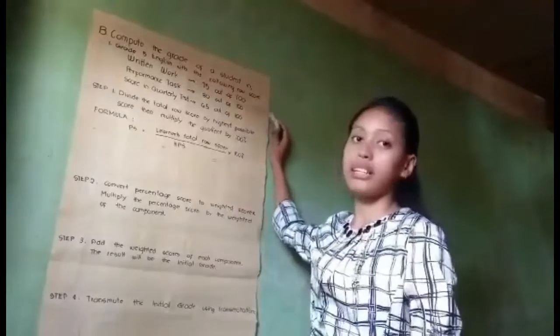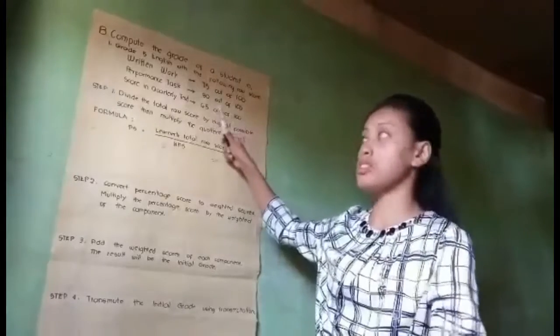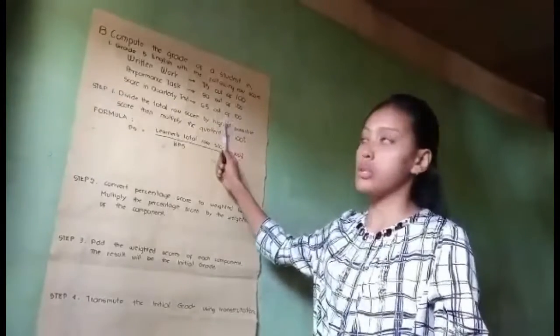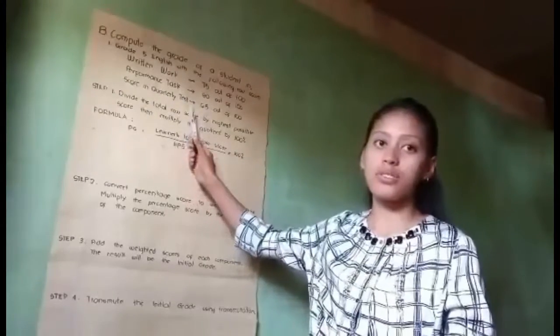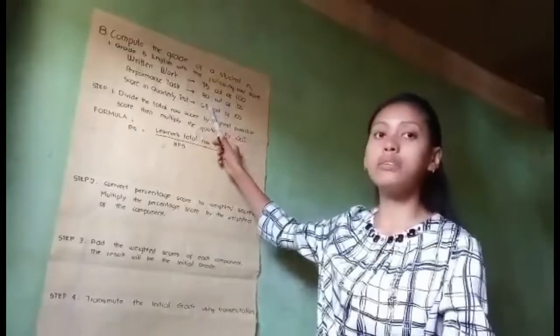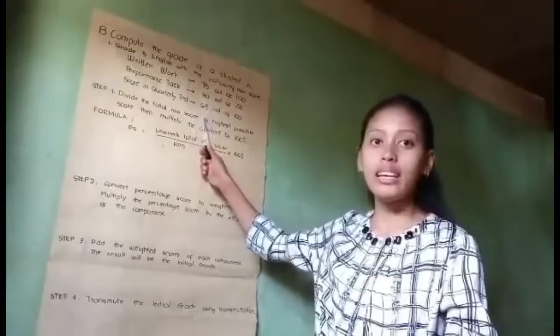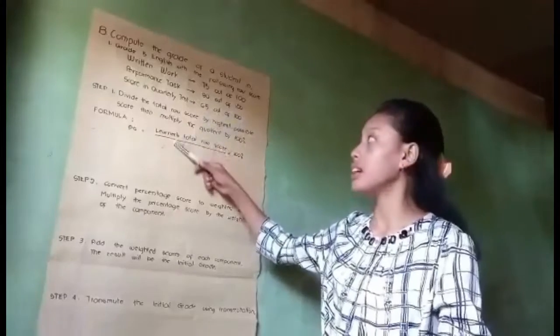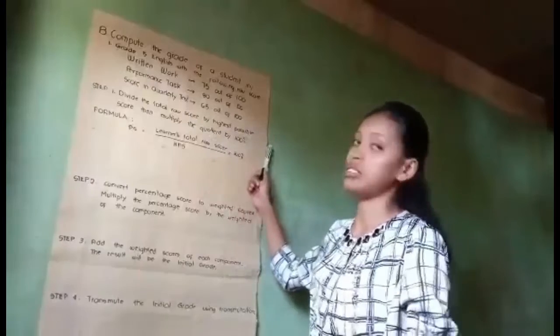B. Compute the grade of a student in number 1, Grade 5 English, with the following raw scores. These are the levels: written work, performance test, and quarterly test score. The written work is 75 out of 100, the performance test is 80 out of 100, and the score in the quarterly test is 65 out of 100.